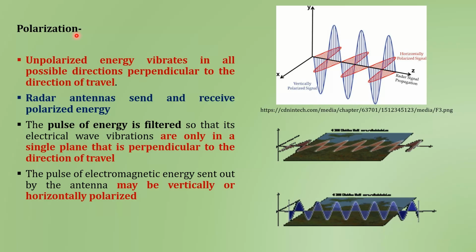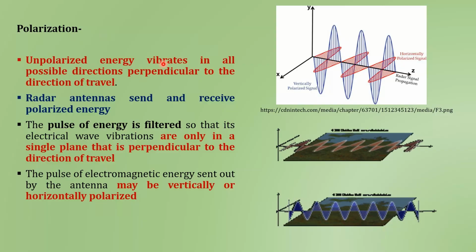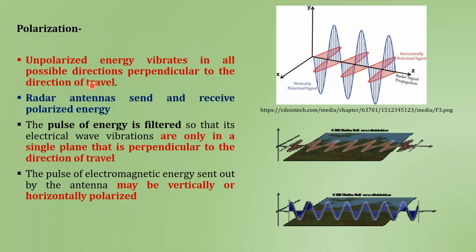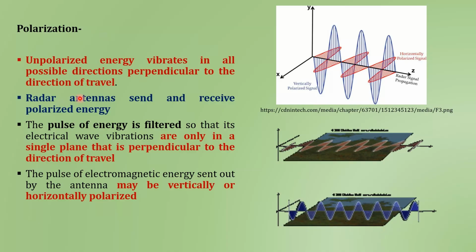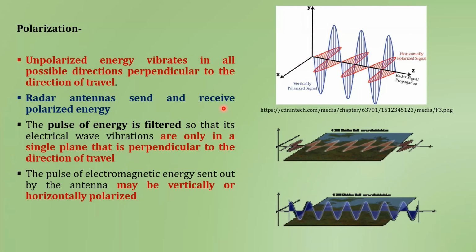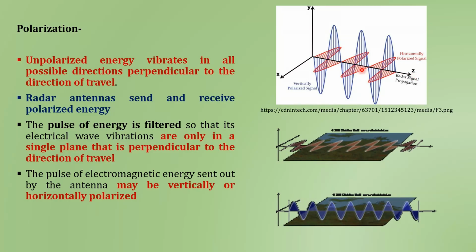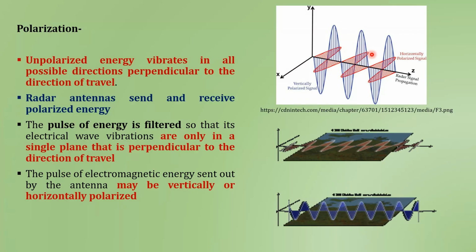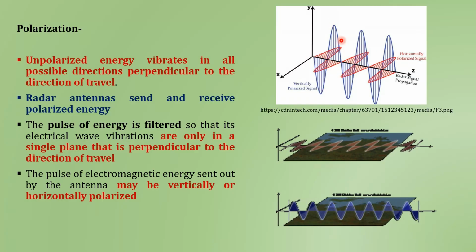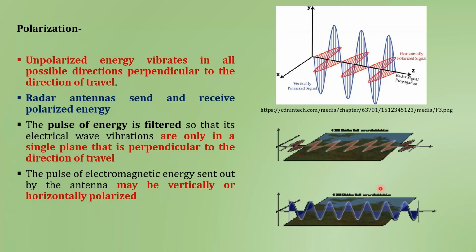Next is polarization of the radar signal. Unpolarized energy vibrates in all possible directions perpendicular to the direction of travel. But the radar antennas send and receive polarized energy. Here the z-axis shows the radar signal propagation, the red one shows the horizontally polarized signal, and the blue one shows the vertically polarized signal, and the animation of both can be seen here.